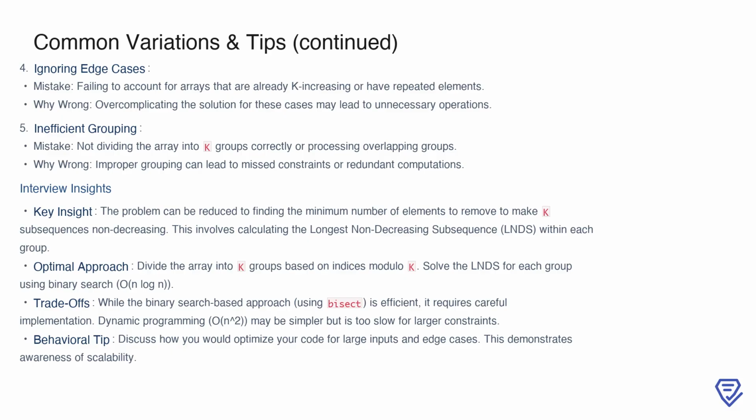A key insight for solving this problem efficiently is to reduce it to finding the minimum number of elements to remove such that each of the k subsequences becomes non-decreasing. This boils down to calculating the longest non-decreasing subsequence for each group. The optimal approach here is to divide the array into k groups based on the indices modulo k, and then solve the LNDS for each group using binary search, which gives you an O(n log n) solution.